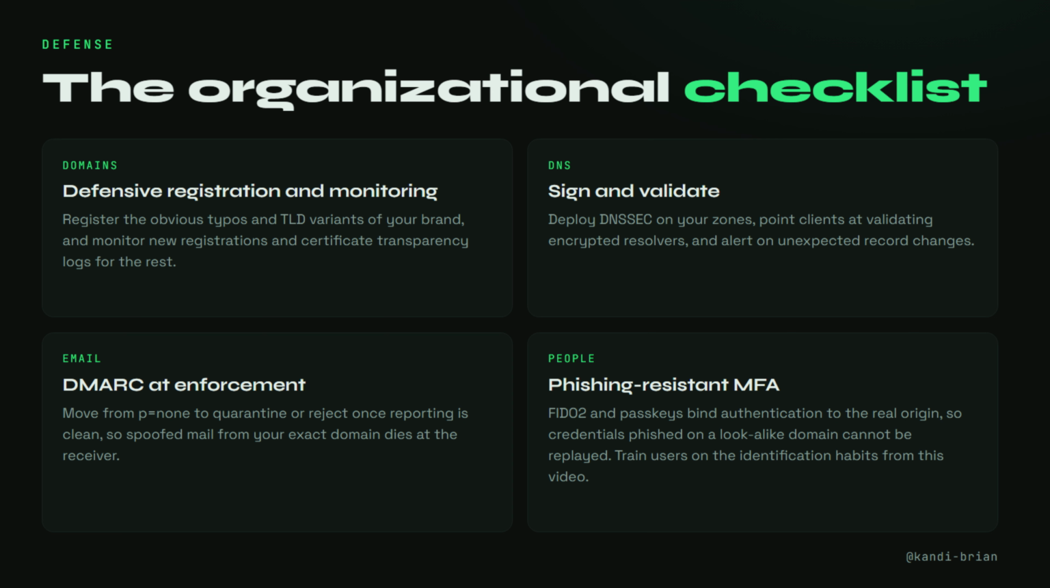Email. Get DMARC to enforcement. Start at p=none to collect reports. Clean up your legitimate senders, then move to quarantine or reject.